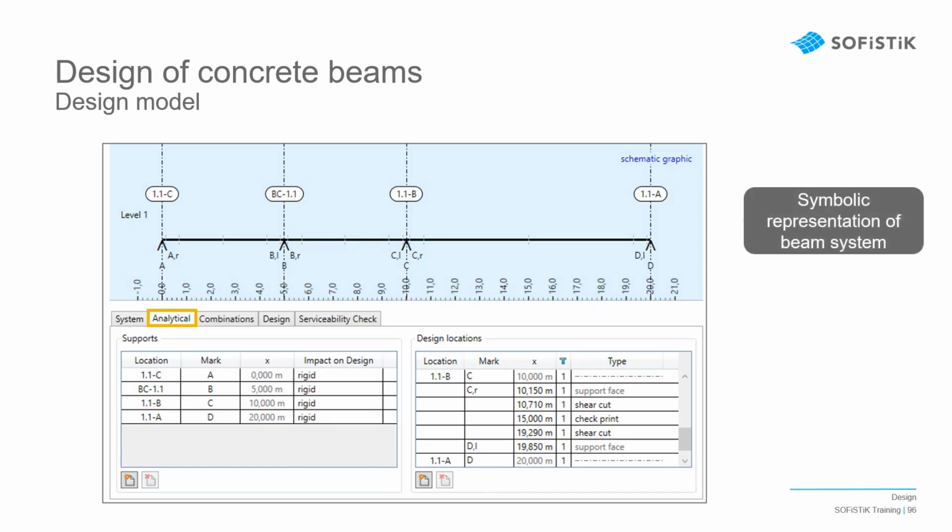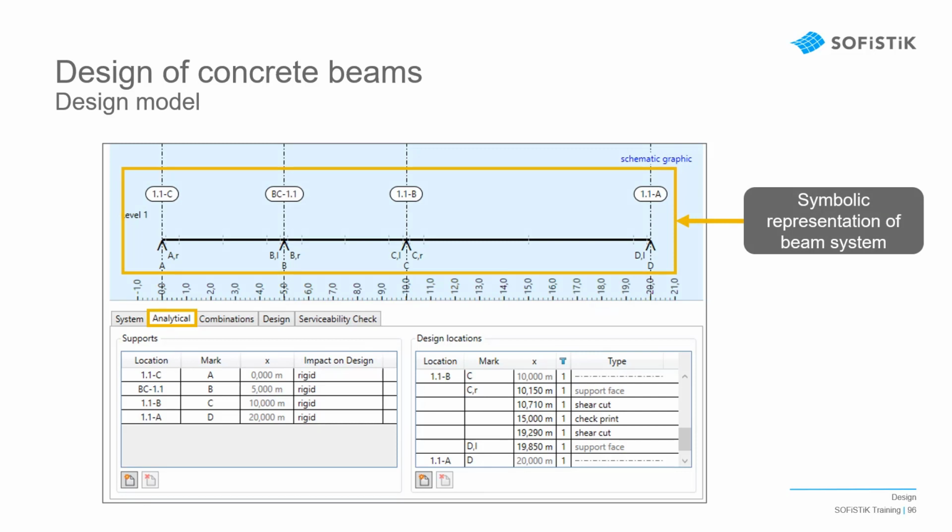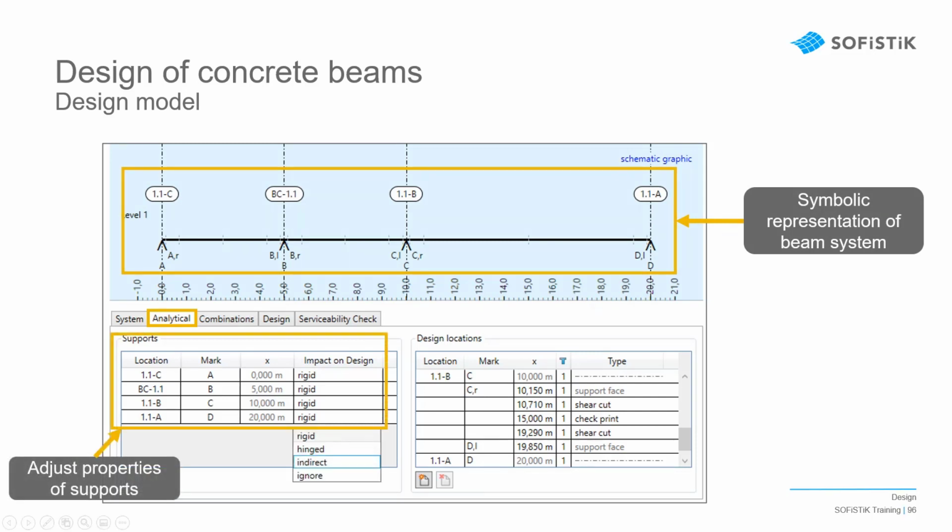A symbolic representation can be displayed, for which the support's properties can be adjusted. Please note that the addition or removal of supports will not impact the distribution of forces. These properties only impact design factors taken into account for each type of support.